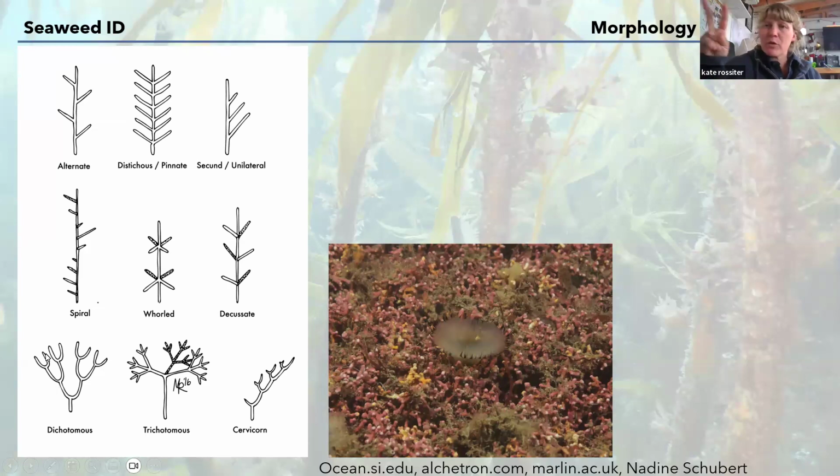Dichotomous branching means it forks at each junction. Trichotomous is a variation of that with 3 forks. And then cervicorn is a very unique kind of unilateral branching. It looks like this, and you're going to see this in the reds and the Plocamium leaves a lot.